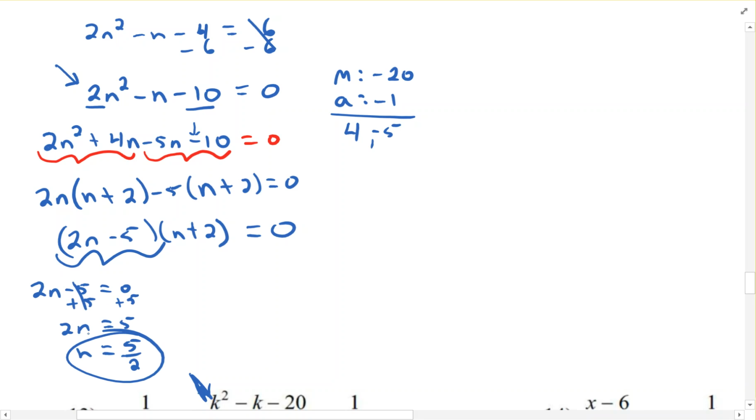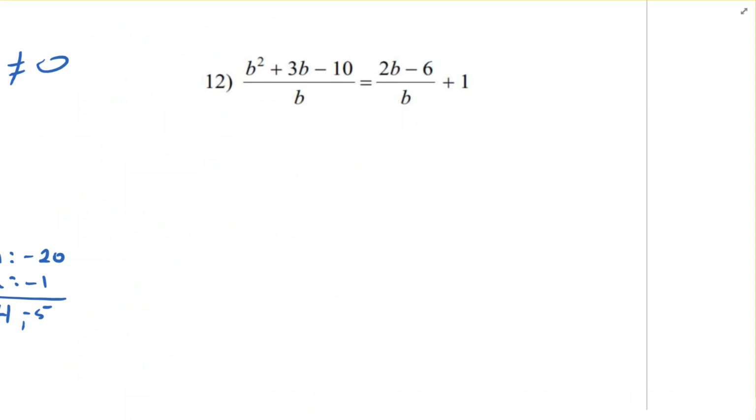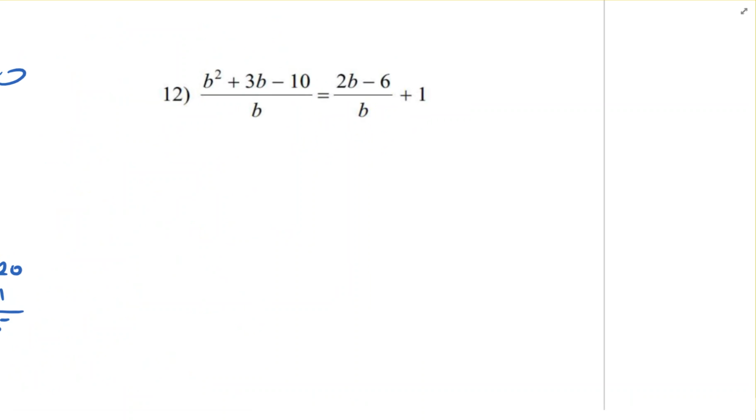So that's one answer. The other one is going to be, you can just kind of see from that one, n is equal to negative 2. And neither of those are 0, so we're good. All right, let's do 12.